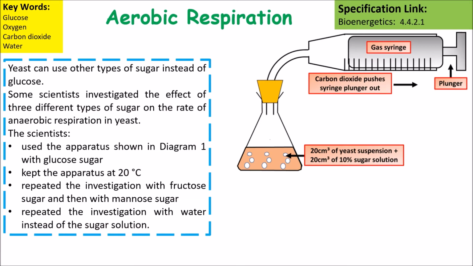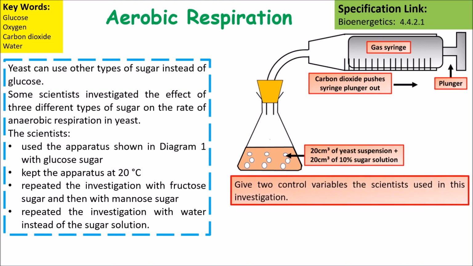So if we have a look at this experiment very quickly. Yeast can be used to look at respiration. Yeast can use other types of sugar instead of glucose. So some scientists investigated the effects of 3 different sugar types on the rate of respiration in yeast. Right, and they set up the experiment in that diagram.